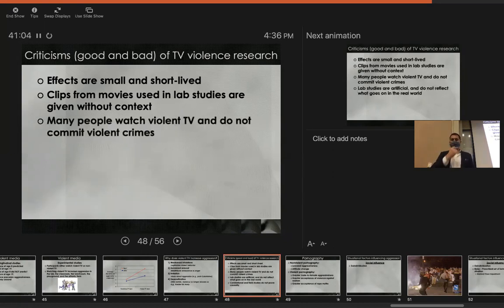A very common one is, well, you know, I watched violent TV as a kid and I'm not murdering people right now. So therefore your whole idea is nonsense, right? Lots of people watch violent TV and don't commit violent crimes. And that's of course true. Most people who watch violent TV don't commit violent crimes, right? But again, what we're describing in research are tendencies. So on average, people are more likely to be violent if they've watched violent TV than not. But it doesn't mean that every single person is affected by violent TV. Many people are not affected by violent TV, right? So we're just talking about averages and tendencies, not that this is going to affect every single person equally.